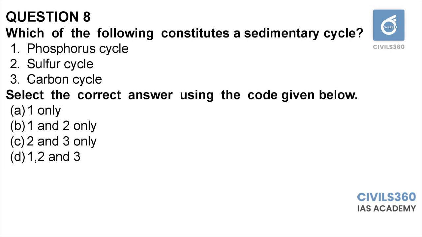So of the given statements, phosphorus cycle and sulfur cycle are the two sedimentary cycles. Both are replenished by means of erosion of minerals and from other earthbound elements. Therefore, the answer is option B, 1 and 2 only.